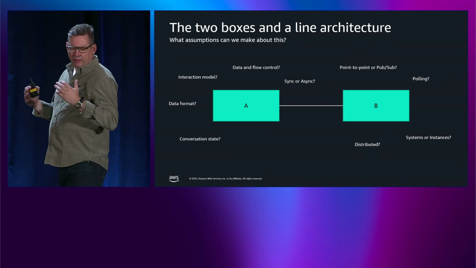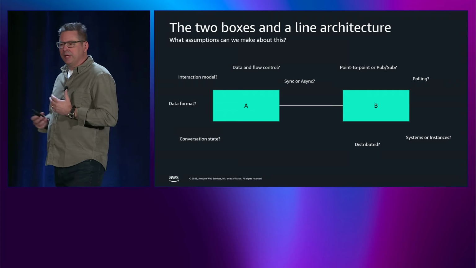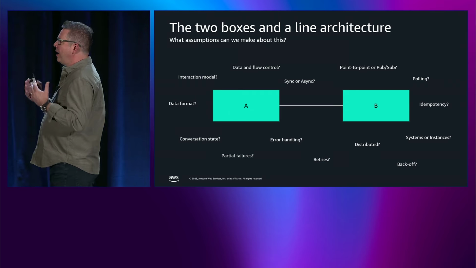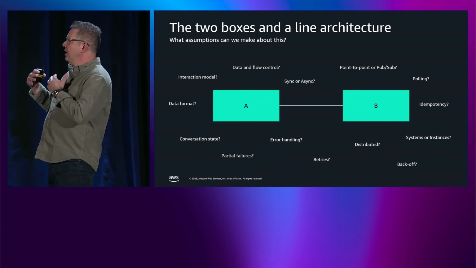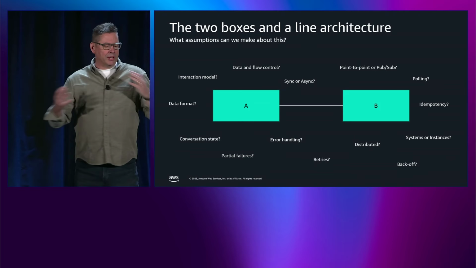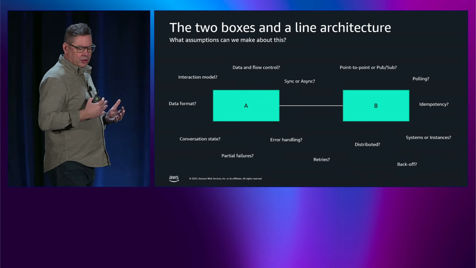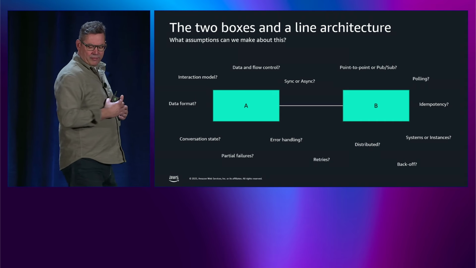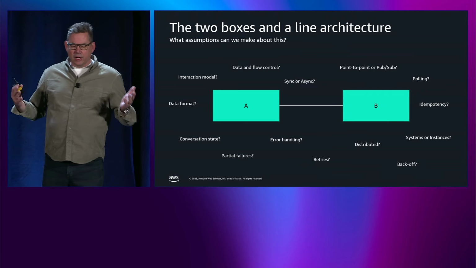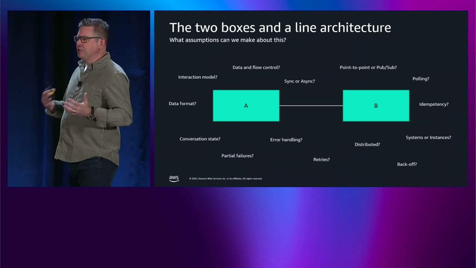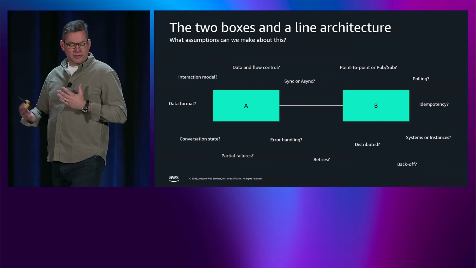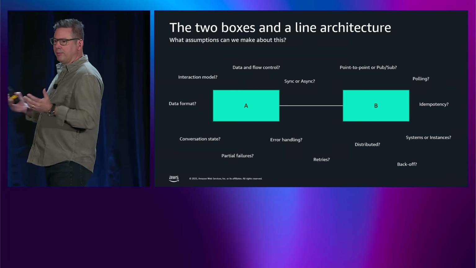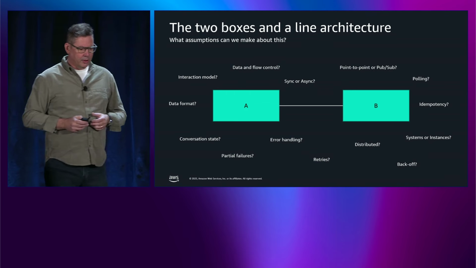What about the conversational state? How is that being managed? What about error handling? What happens if B is calling A and something goes wrong, right? Are there retries implemented? Do we have partial failures? Do we have exponential backoff? Like, what are the assumptions? Does B need to be idempotent? We'll talk about idempotency in a little bit.